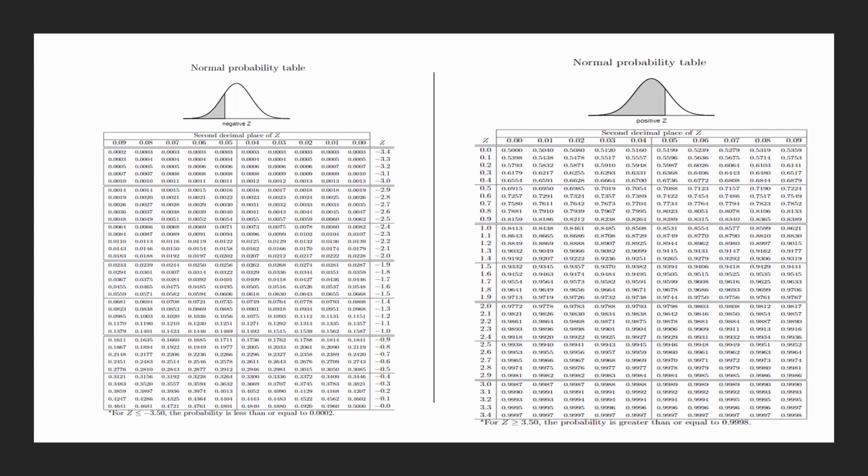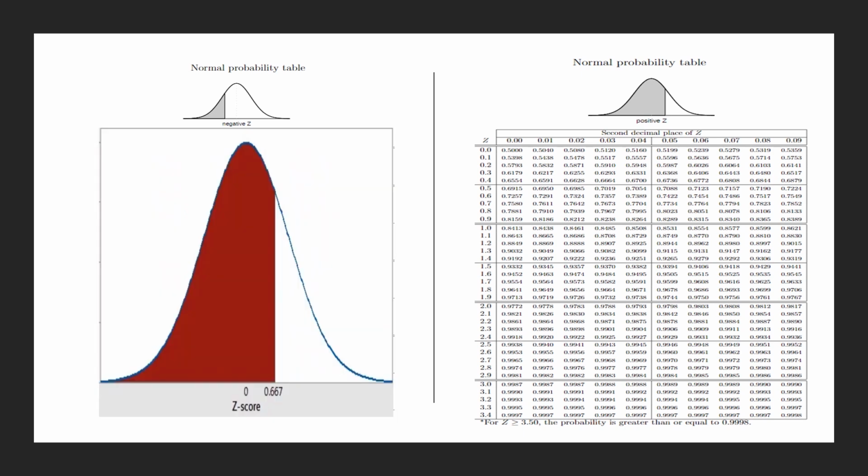To do so, we need a table called the normal probability table. This table shows us the probability of data that lies below a certain value. Let's explain this using an example. The graph on the left shows us a normal distribution with a z-score of 0.667. The area in red shows us the probability of data that lies below this z-score.